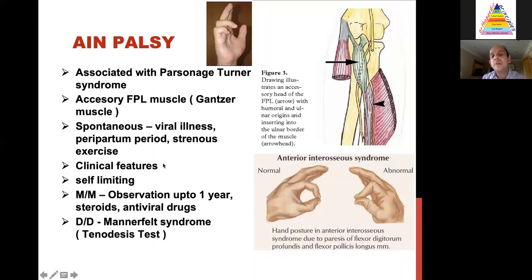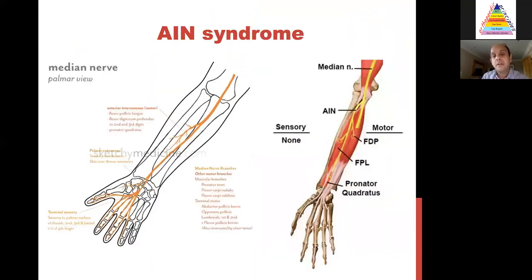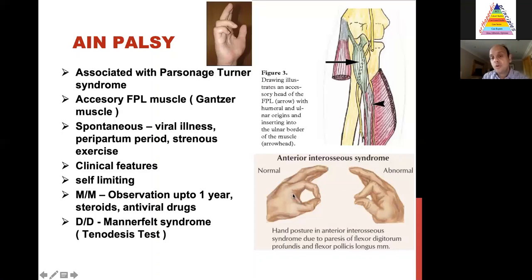Clinical features, again, AIN, we know it supplies, like we saw in the last slide, flexor pollicis longus, FDP to index and middle, and PQ. So as I was showing you, to make an OK sign, the patient has to use FPL and FDP, which flex the DIPJ. But because both are gone, they will keep their thumb IPJ extended and DIP of the index finger extended, which is known as the Kiloh-Nevin sign. So that's one clinical examination.